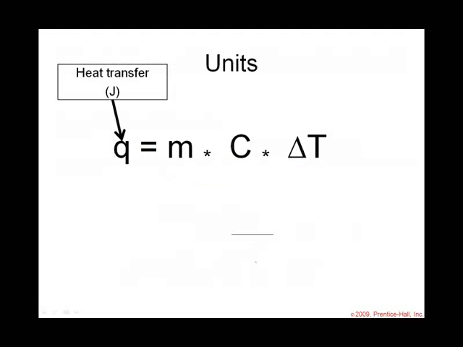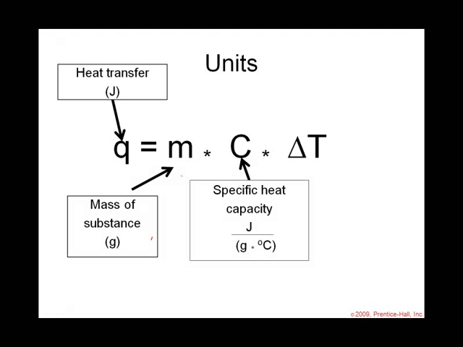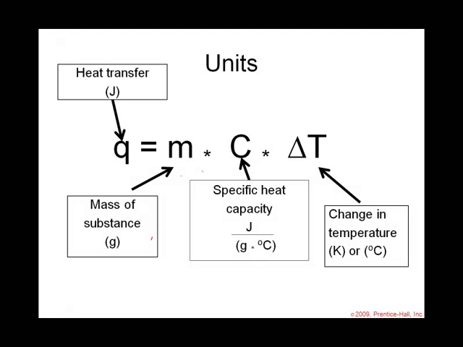Okay. So Q is the heat that's being transferred. M is the substance's mass in grams. C is the specific heat capacity, and the units are kind of funky, right? They're joules per gram degrees C. And then there's a change in temperature, which is, of course, going to be in K or C.